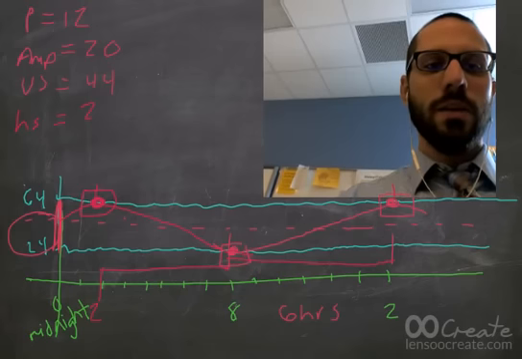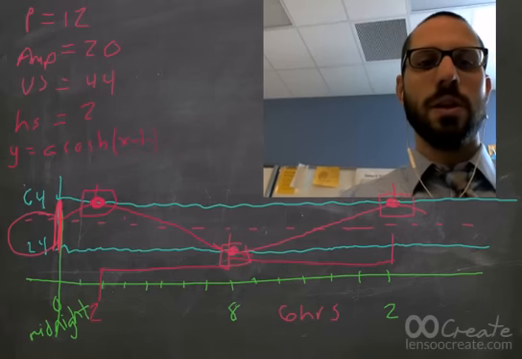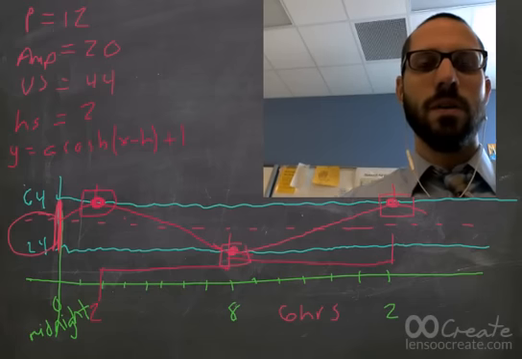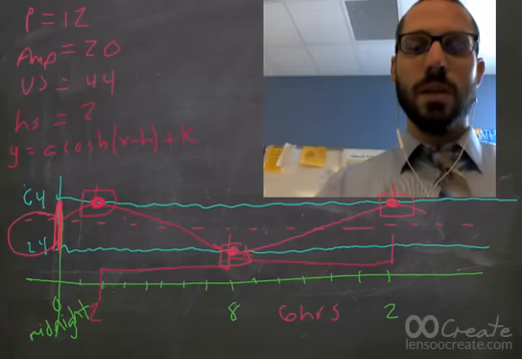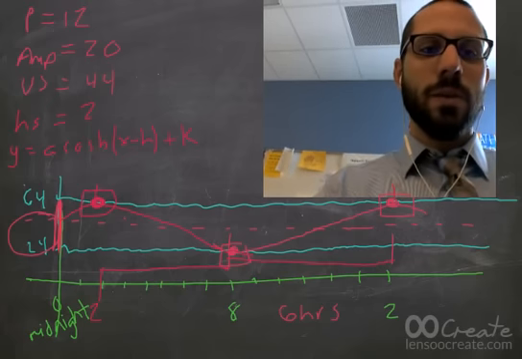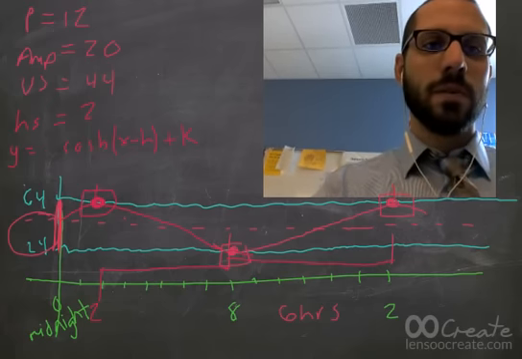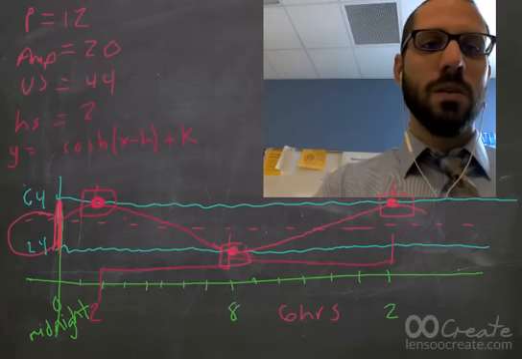All right, so let's fill it in. y equals A cosine B(x minus h) plus k. What do all those letters mean? I've got some good notes for those things. Let's fill them in. All right, I'm going to use my eraser. I know my A. Is 20.